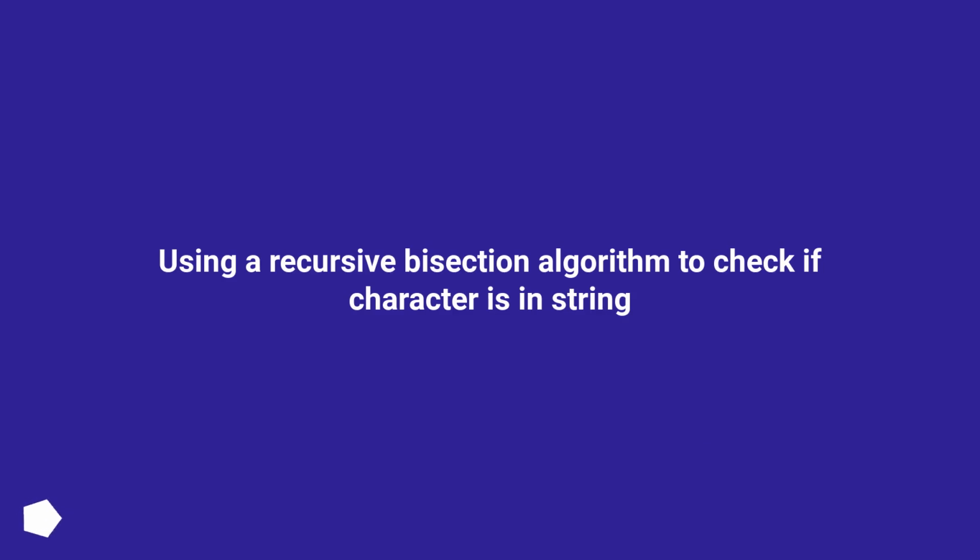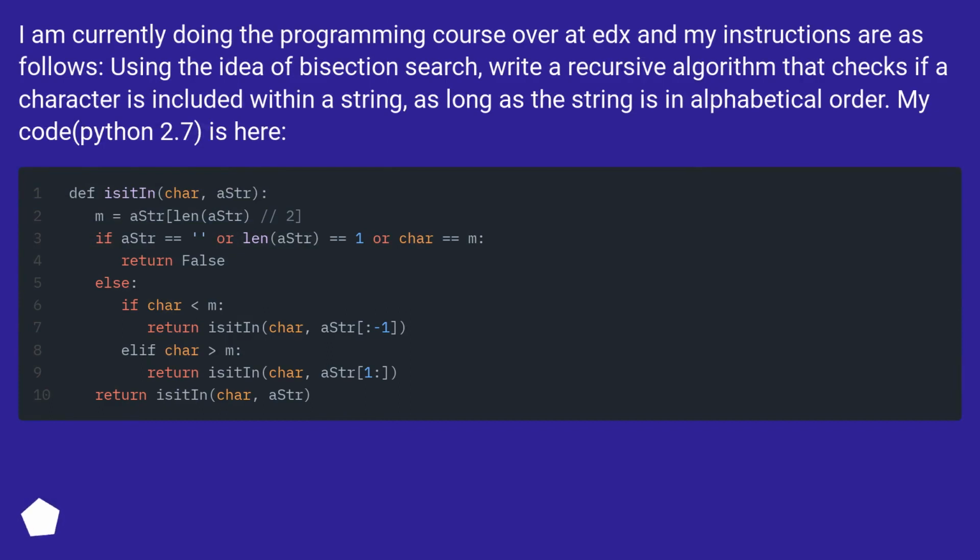Using a recursive bisection algorithm to check if a character is in a string. I am currently doing the programming course over at edX and my instructions are as follows. Using the idea of bisection search, write a recursive algorithm that checks if a character is included within a string, as long as the string is in alphabetical order. My code, Python 2.7, is here.